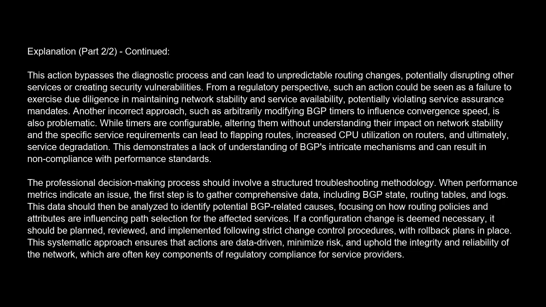The professional decision-making process should involve a structured troubleshooting methodology. When performance metrics indicate an issue, the first step is to gather comprehensive data, including BGP state, routing tables, and logs. This data should then be analyzed to identify potential BGP-related causes, focusing on how routing policies and attributes are influencing path selection for the affected services.